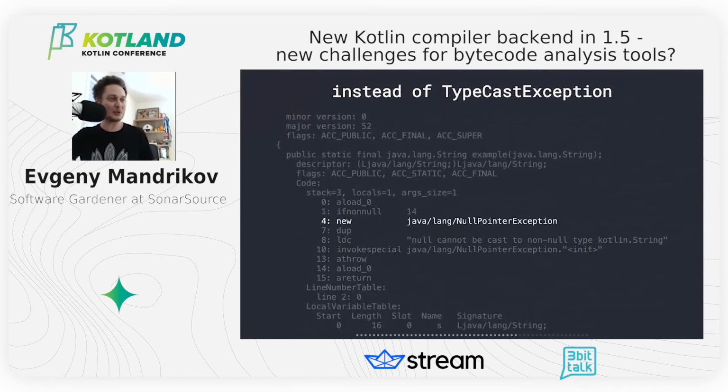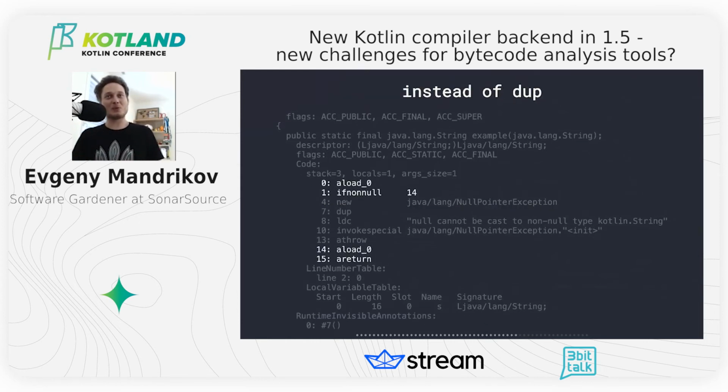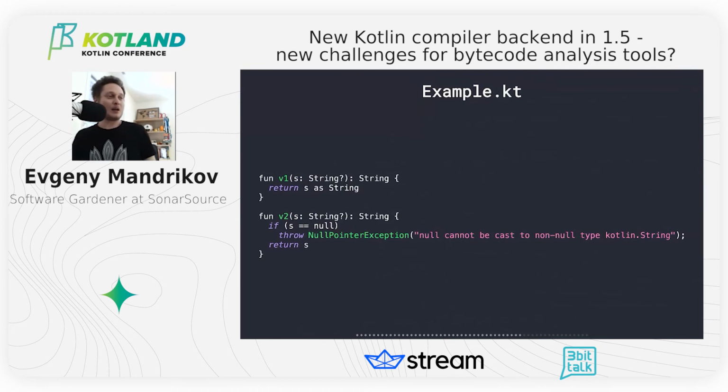Okay, let me help you. Instead of a type cast exception as before, the Kotlin compiler now throws a null pointer exception. Why they did so, you can dig into on your own. It's a pretty interesting story. Also, what we can notice here is that instead of duplicating the value on the stack, we now load it twice. It changes the pattern. And what's funny, yes, it breaks our code because we were expecting a duplication of a value on the stack. But okay, fine. We fixed this. Let's move on.